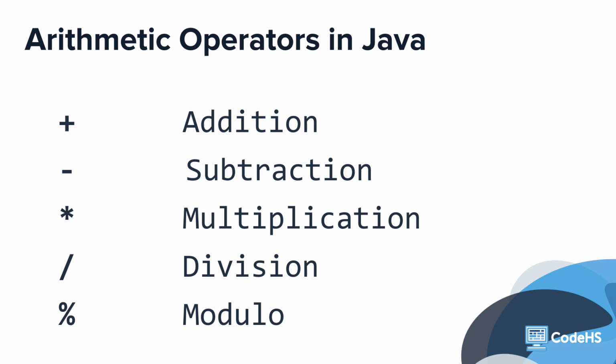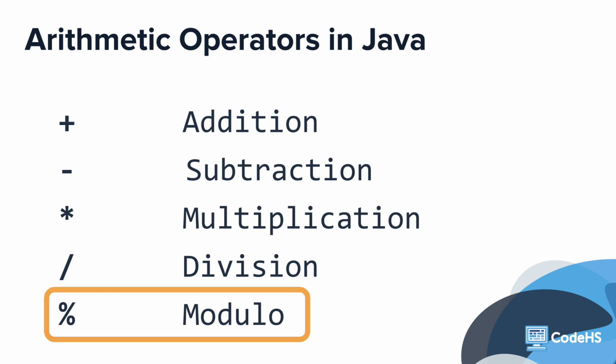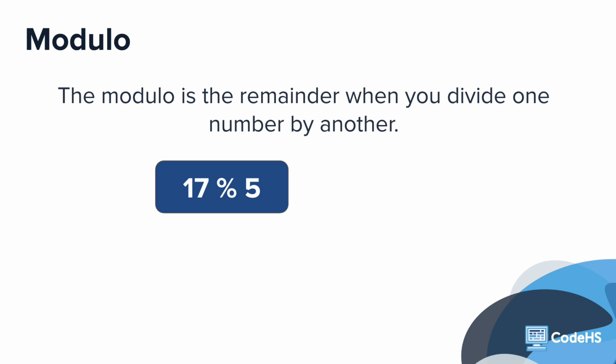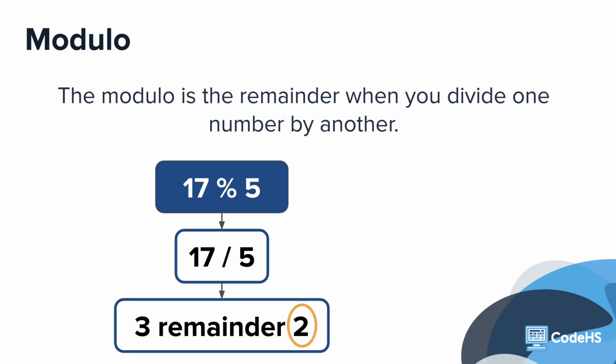Now let's take a look at the operator you might be the most unfamiliar with, the modulo operator. Modulo, also called mod, is the remainder when you divide one number by another. Let's look at an example. 17 mod 5. In order to find the remainder, you first have to do the division of 17 divided by 5. 17 divided by 5 results in 3, remainder 2. The modulo is only concerned with the remainder, so 17 mod 5 equals 2. While it may seem odd that you need to find the remainder, you'll find this is a pretty helpful tool that you will use often on your programming journey.